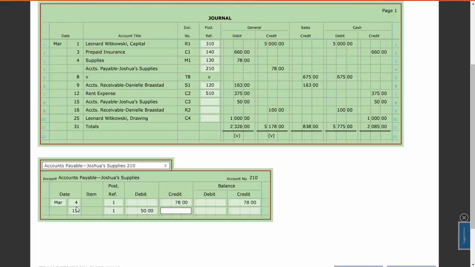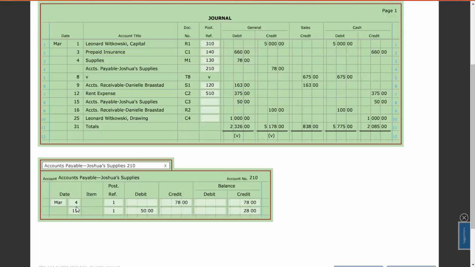$78. Would you agree? We had a $78 credit balance. And what did I just do to it? Debit. So I have a debit and a credit. Do I add or subtract? Subtract. Does it have a debit or credit balance? Why? Credit is bigger than debit. Would you agree? What is the difference between 78 and 50? 28. So the new balance is 28 as a credit.